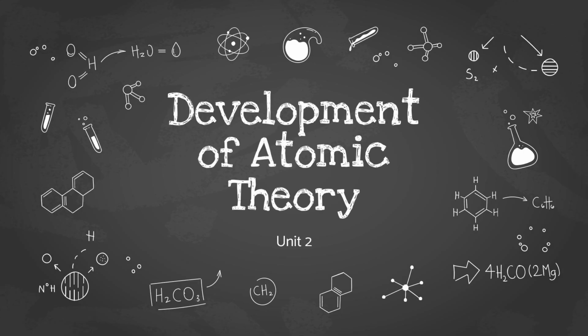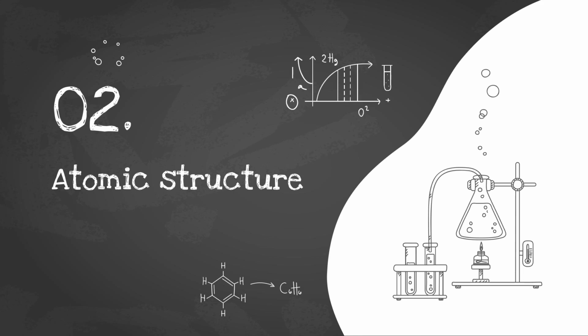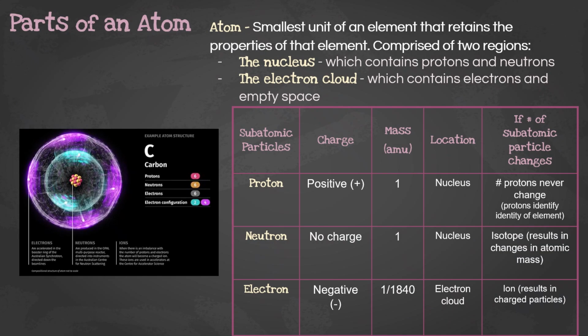All right, so today we are going to talk about part 2 of the development of the atomic theory, and that is the atomic structure. So, parts of an atom, we have an atom, which is the smallest unit of an element that retains the properties of that element. And it is comprised of two regions, the nucleus, which contains protons and neutrons, and the electron cloud, which contains electrons and empty space.